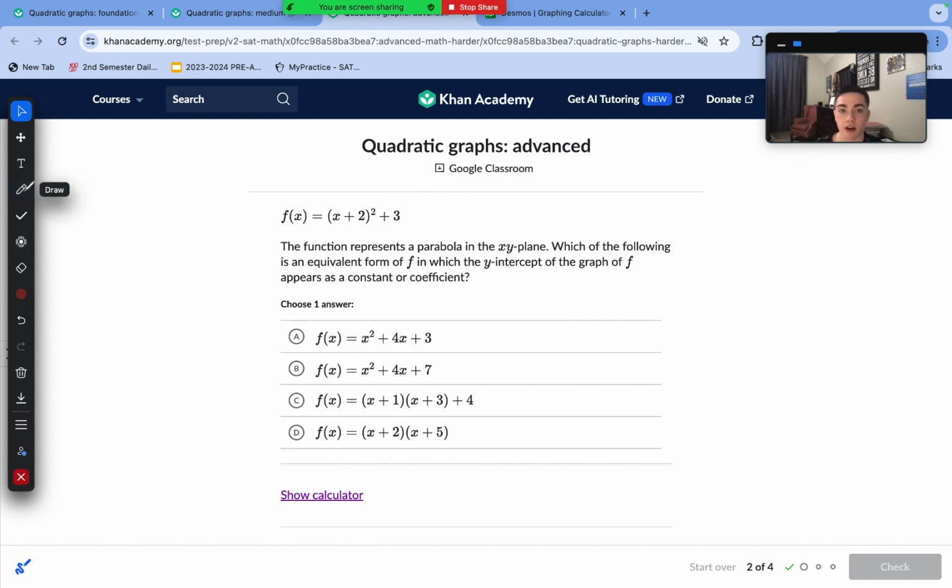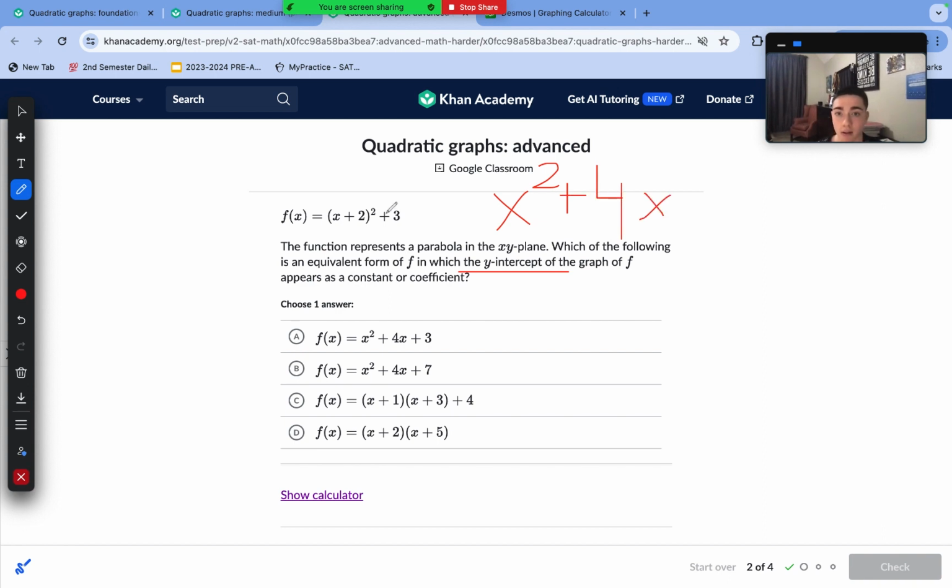We are trying to find an equivalent form in which the y-intercept is shown. Our standard form, ax squared plus bx plus c. In that standard form of a quadratic equation, c represents our y-intercept. So all we have to do here is FOIL out that (x + 2) squared, then add that 3. (x + 2) squared FOILed out is x squared plus 4x plus 4.